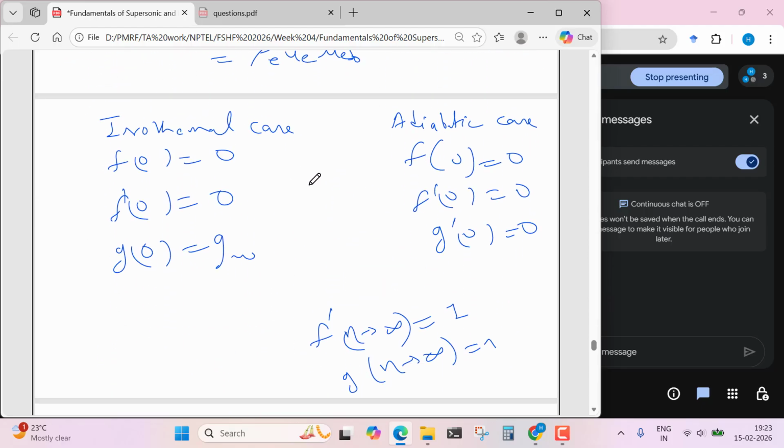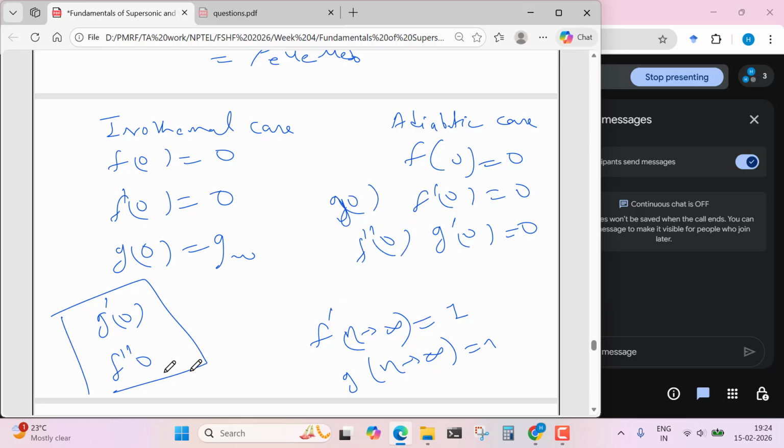So for the shooting method, which I have told before, for the isothermal case we have to assume G dash 0 and F double dash 0. For the adiabatic case, you have to assume values for G0 and F double dash 0. The only difference is this G0 and G dash 0. Whatever value we don't know, we have to assume that only.